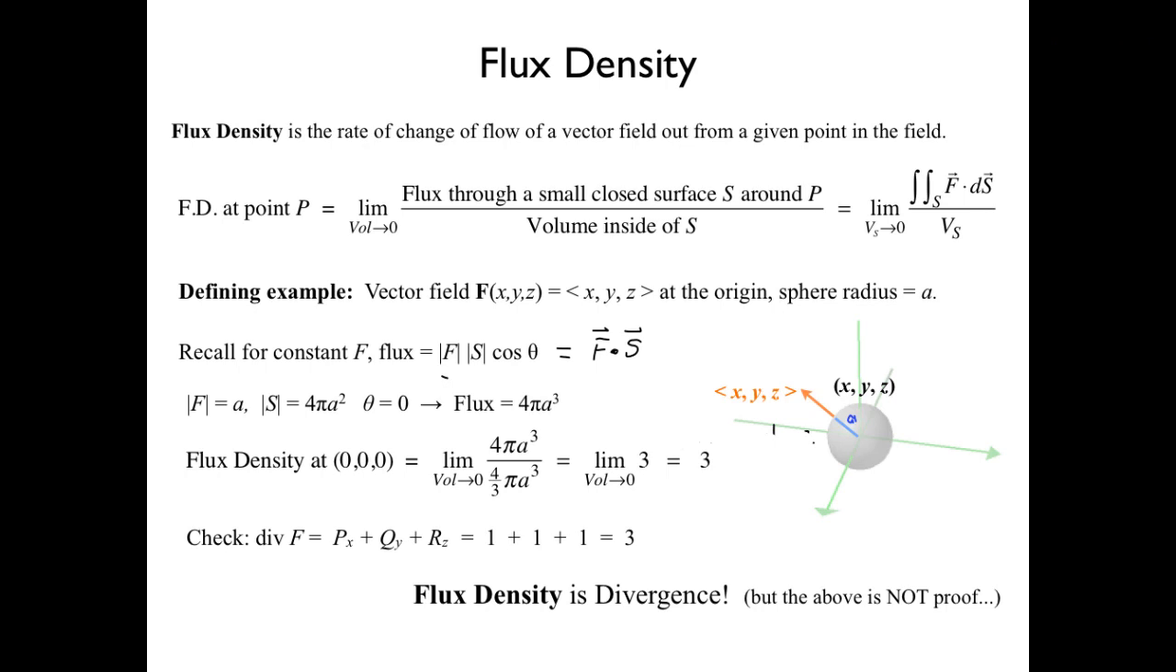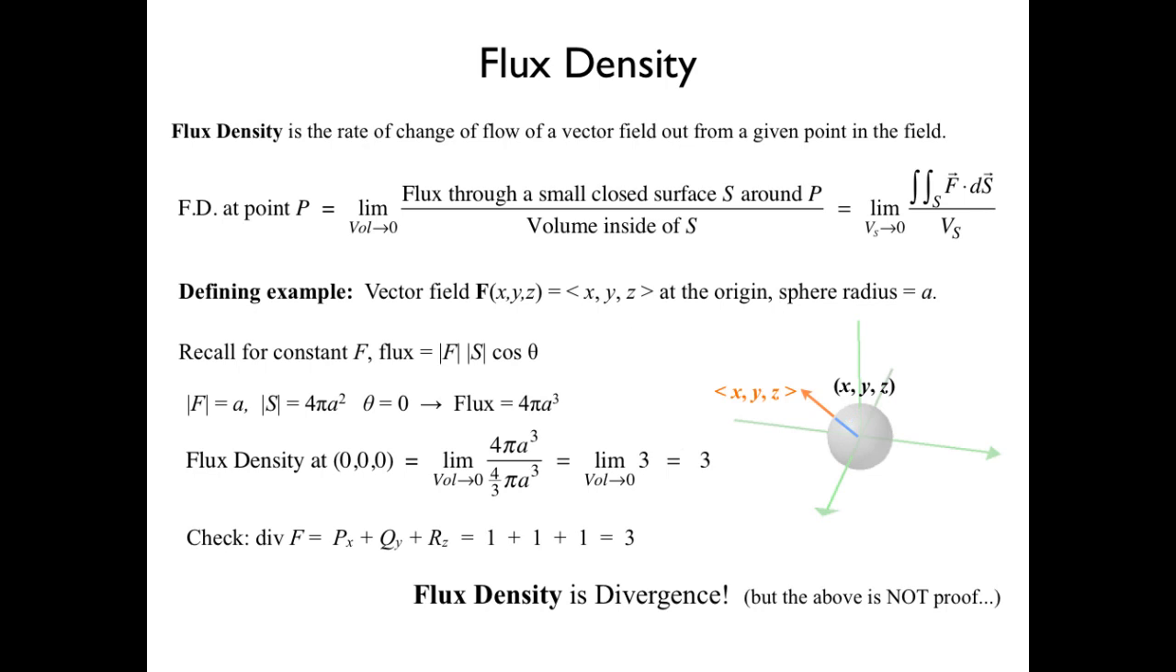Because we said what? Divergence was the pointwise rate of change of the field in terms of expansion or contraction, right? And flux density is the rate of change of flow at a point. So they're the same. Maybe I should say divergence is flux density, right? We've talked about divergence before. Another way to characterize it is its flux density. Okay, can I go to the next screen?